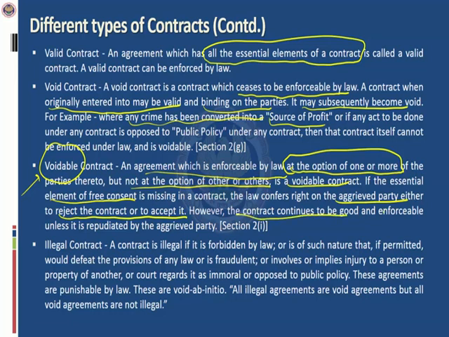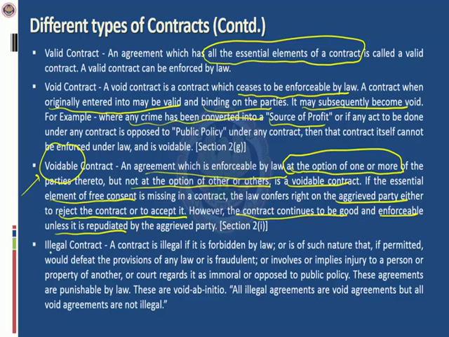This contract continues to be good and enforceable unless it is repudiated. That is, till the time my aggrieved party does not come into the picture and mention that free consent does not exist with respect to a particular subject matter or a particular contract, till that time my contract is a valid contract. If such absence of free consent is highlighted and stated, then at that point of time my contract takes the nature of a voidable contract, and my aggrieved party shall have the right to either accept the particular contract or reject it.